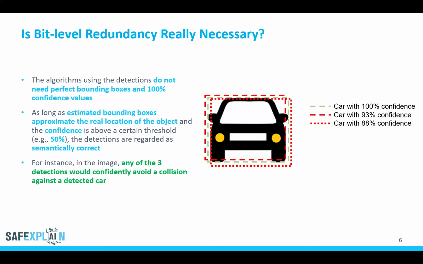So for example, if we take a look at this image, we see that there are 3 bounding boxes for the same car, but any of these would confidently avoid a collision against the car, even if they are not the same bounding boxes, and the confidences, as we see here on the right side, are different. So in fact, any of these 3 detections are semantically the same.